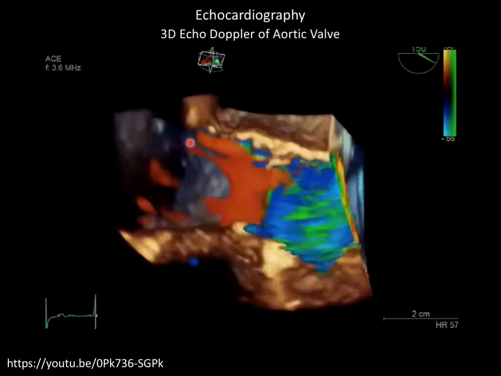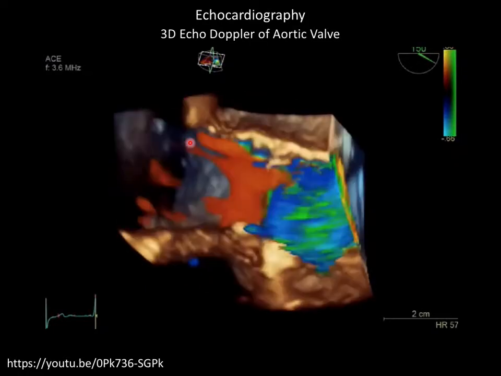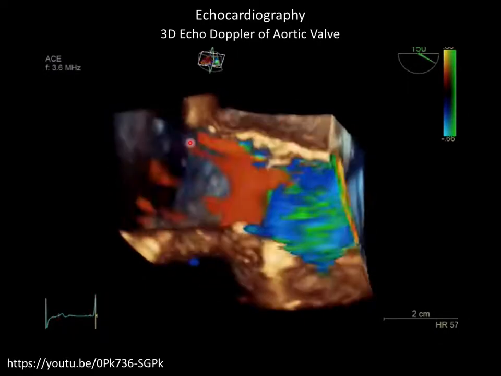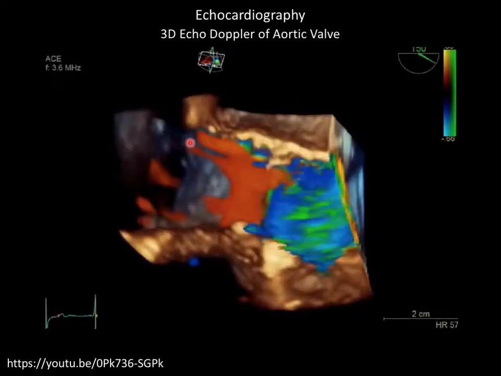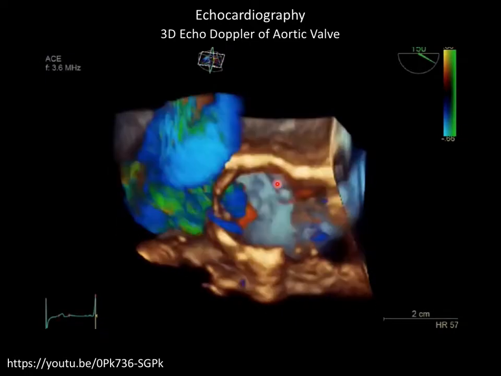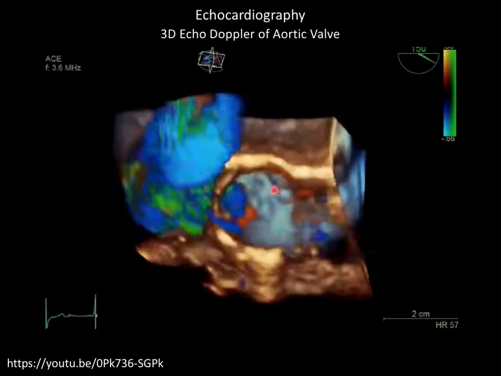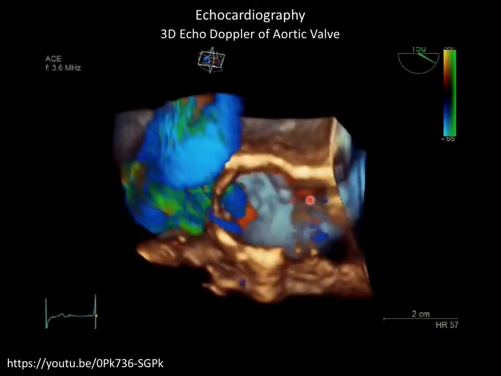And here's, again, 3D echo of an aortic valve. And it looks as though we've got a fairly good, I don't know, it doesn't look like that's too much of a jet, right? This little thing here doesn't look too bad, right?